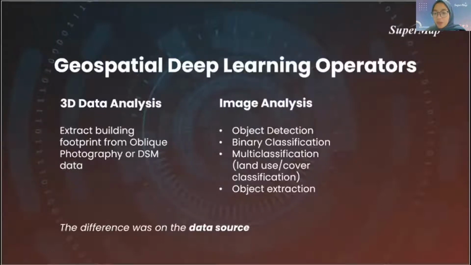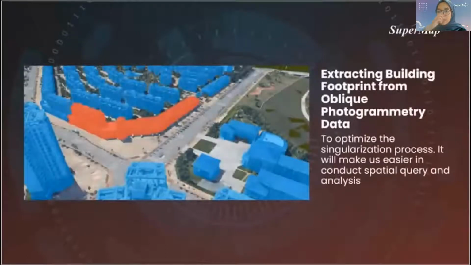And the second one, we have the 2D data analysis or image analysis. We can perform various types of deep learning implementation, for instance, object detection, binary classification, multi-classification for land use and land cover, and object extraction as well. So these are more details along with the illustration.